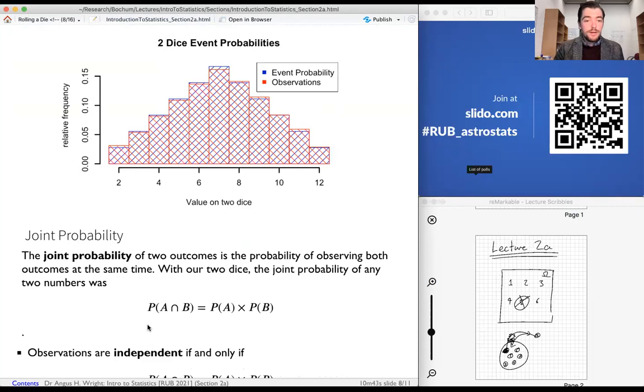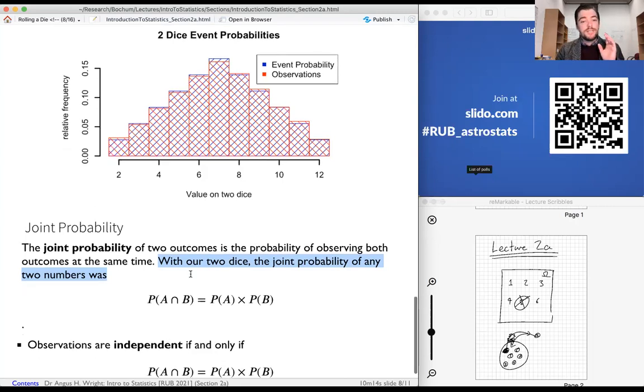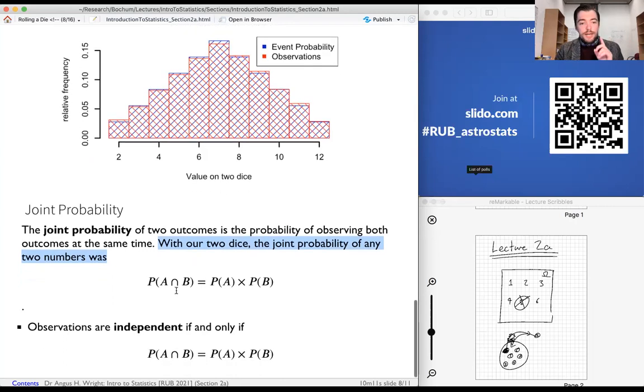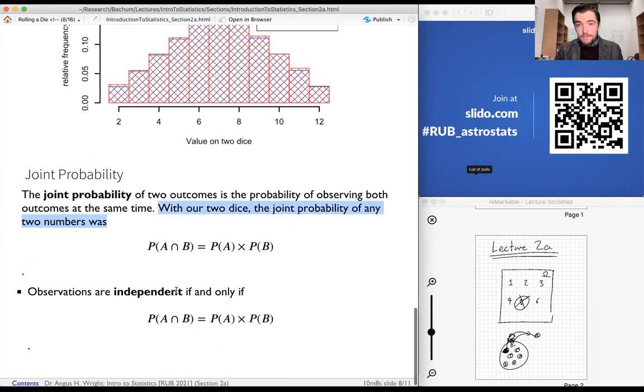or in this case, the sum of 2 throws being a particular value. With any 2 dice, we showed above that the probability of getting any outcome is 1 on the cardinality of the sample space. So it is 1 in 36 for 2 dice, right? So the probability of me getting a 1 and a 1 is 1 in 36. The probability of me getting a 1 and a 2, or a 3 and a 5, or a 5 and a 3 is 1 in 36. That is true if and only if the observations are independent.